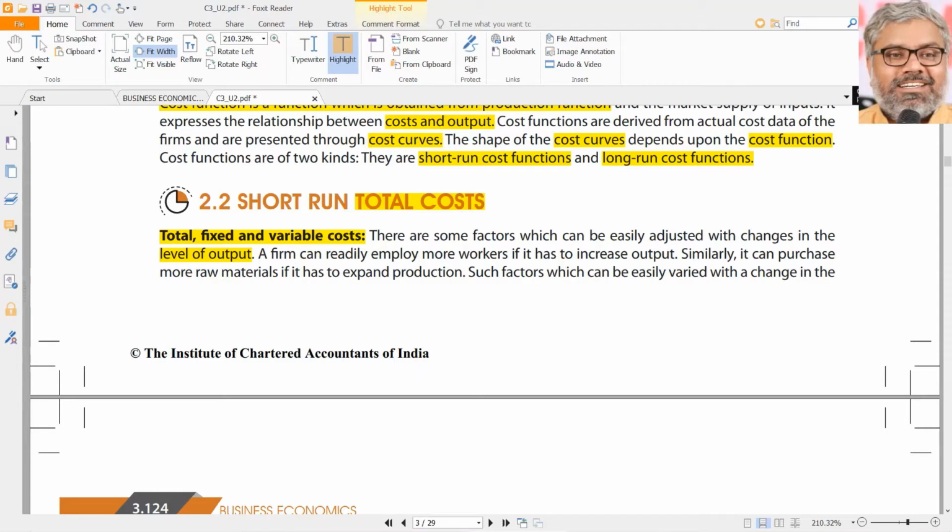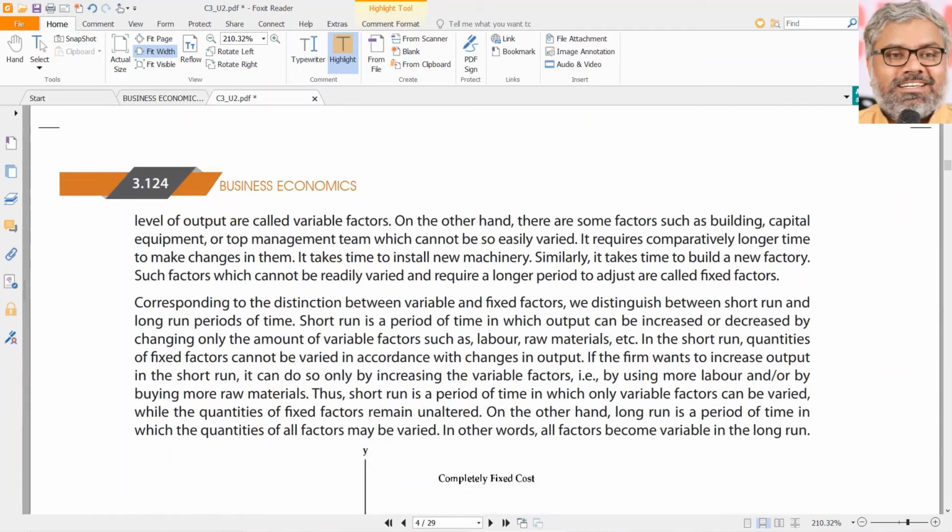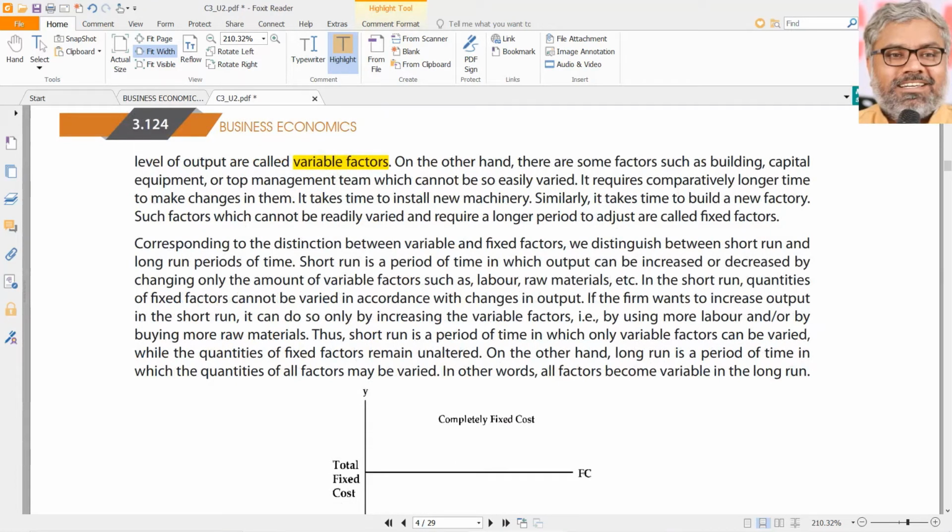For example, number of workers, if it requires more, generally it can recruit more people. Generally people are available. Same way, if it wants more raw materials, it can purchase. It will be available. So those are generally what varied with a change in the level of activity. Those are called variable factors. On the other hand, certain factors like building, capital equipment, or the top management team cannot be easily varied. That means not that they can never be varied, but it requires comparatively a longer time to make changes in those factors.